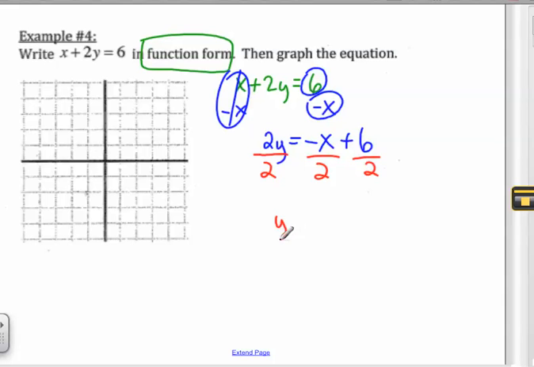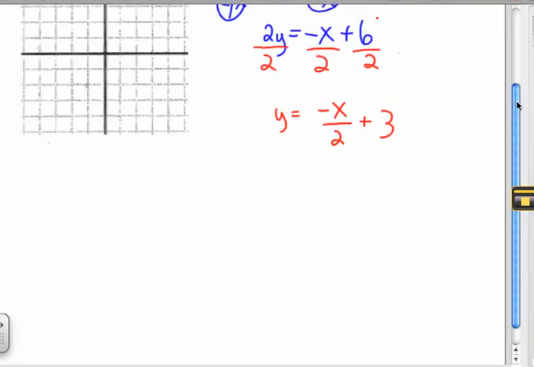Okay, so now y is equal to negative x over 2 plus, what's the last thing back here? Nikki? What's this turn into? Turns into 3. Exactly. 6 divided by 2 is 3. Good job. Now, this is in function form. Y is by itself, x is in the front, the number's in the back. Okay? Now, if I want to graph this, I need a table of values.